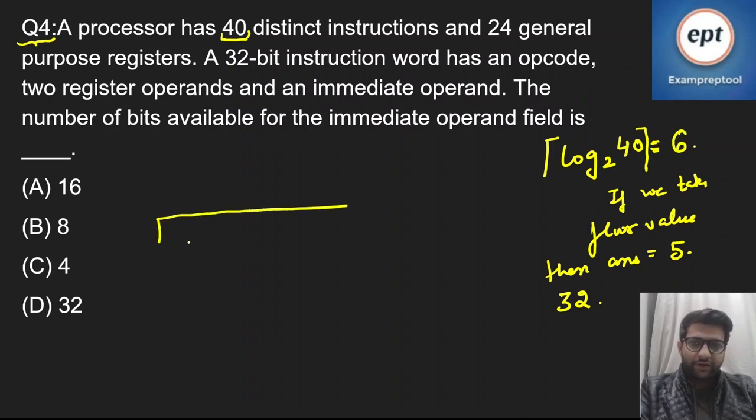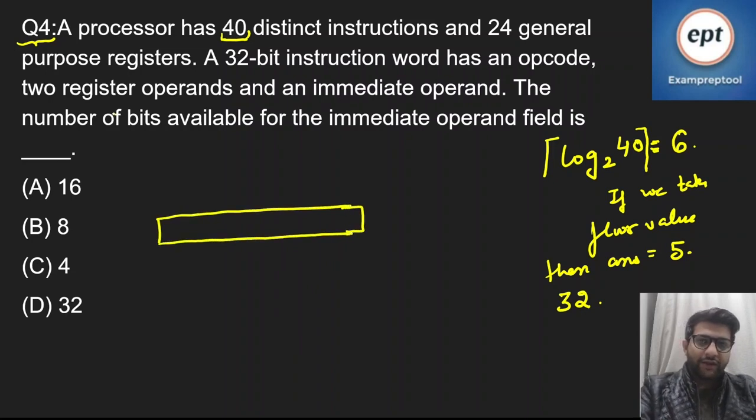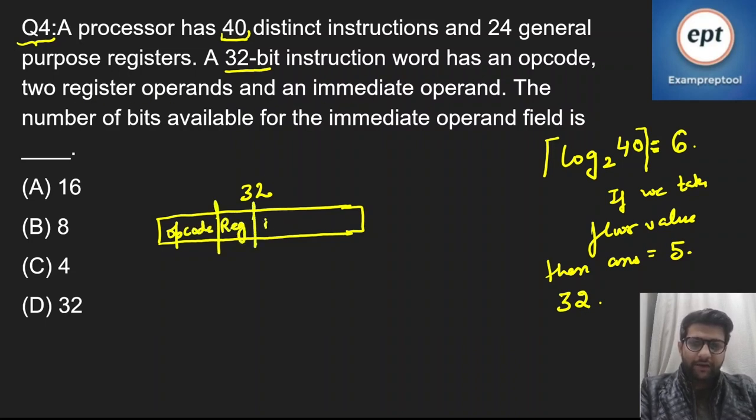So if we draw the instruction, here the instruction format is given in the question. It says that it is a 32-bit instruction. So the length of the instruction is 32 bits and it has an opcode, then two register operands and an immediate operand. Right? What do they mean by register operand? That the register number will be written here, right?